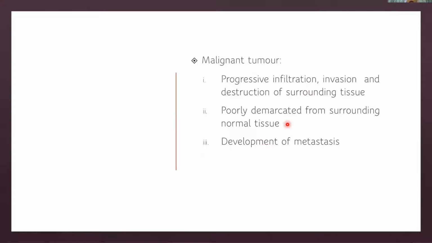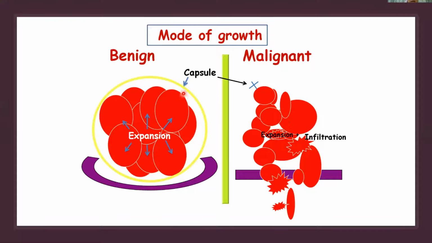That's why in the gross specimen, the edge of a malignant tumor is poorly circumscribed, with ill-defined or infiltrating margins, and it can develop metastasis to distant organs. This diagram shows how we distinguish between benign and malignant tumors. Benign tumors here have a capsule. Sometimes even when they have no capsule, the basement membrane is still intact. Whereas the malignant tumor has no capsule and the basement membrane is already destroyed, so it can go anywhere.